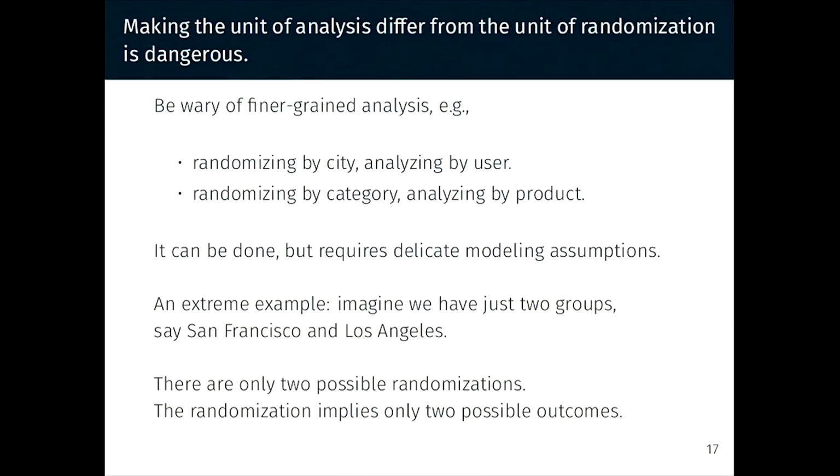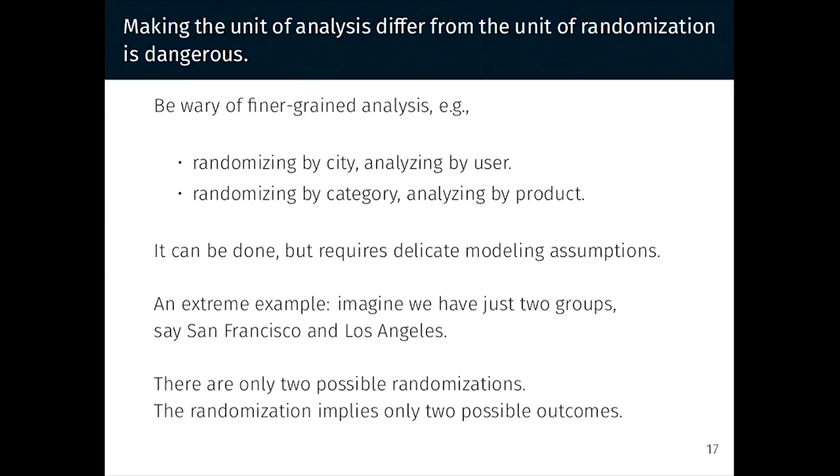And to try to illustrate this point, there's an extreme example where maybe we just have two cities, and we're going to randomize one city to see TV ads and the other city not. So we have just San Francisco and Los Angeles. Now in my randomization, there's only two possible randomizations I can do. Either I show ads in San Francisco or I show ads in Los Angeles. I'm just flipping one coin. And that means in the distribution justified by the randomization alone, there's just two outcomes. The outcome if I show ads in San Francisco or the outcome if I show ads in Los Angeles.